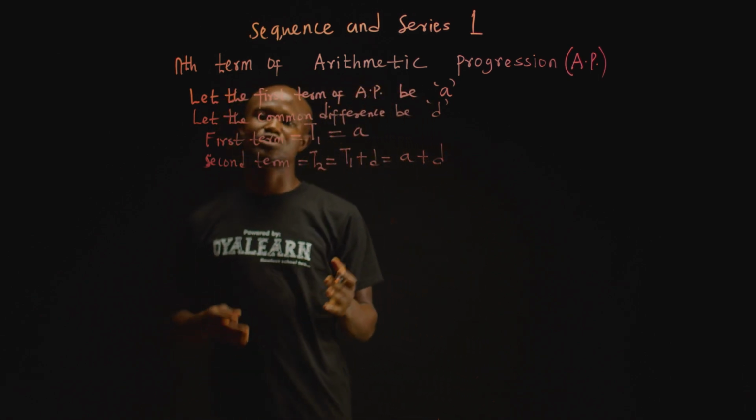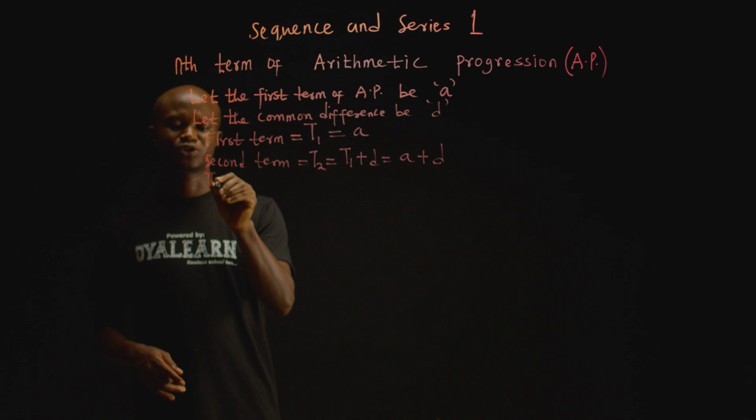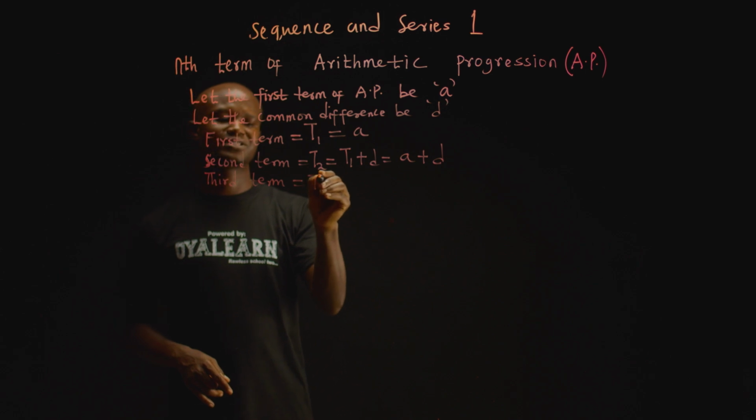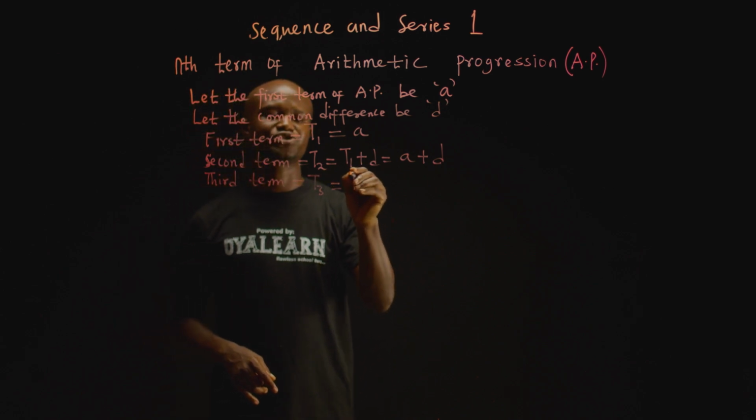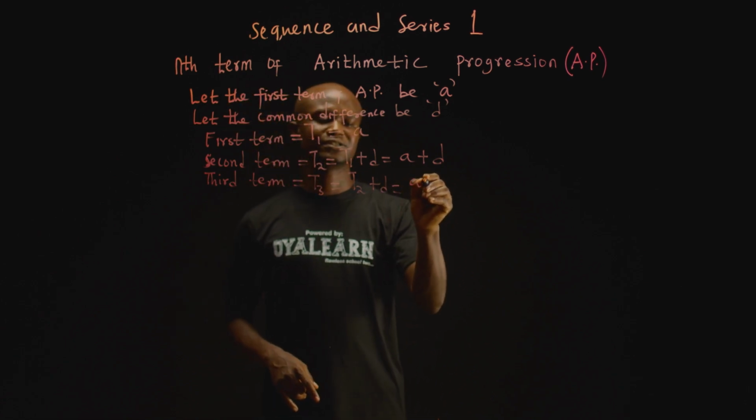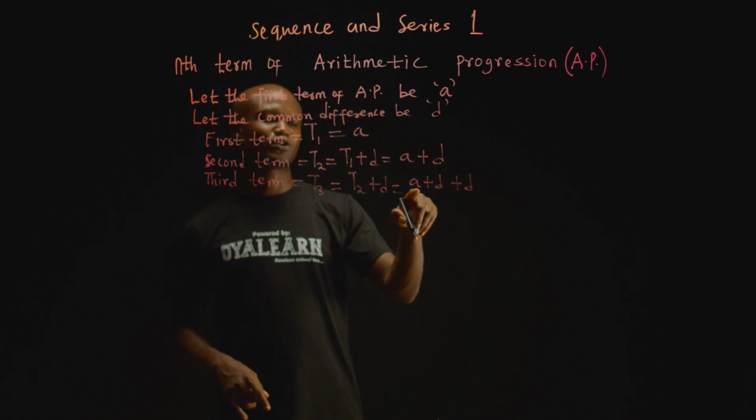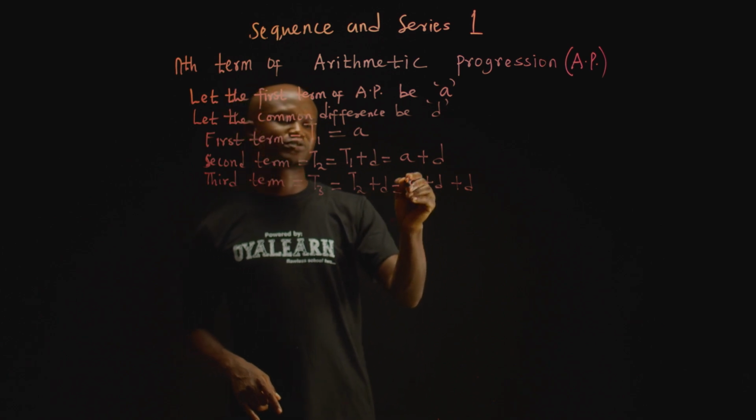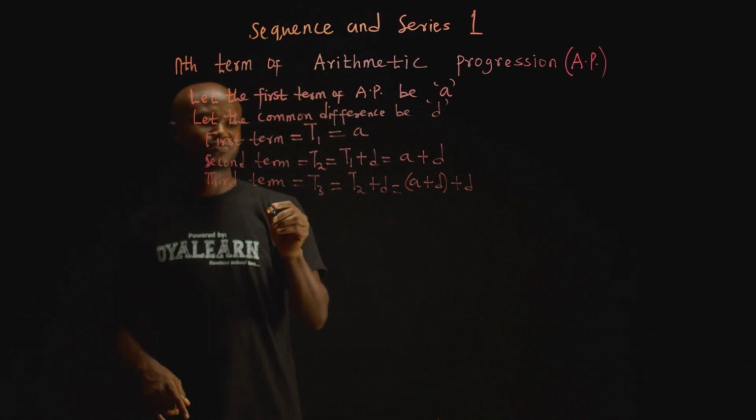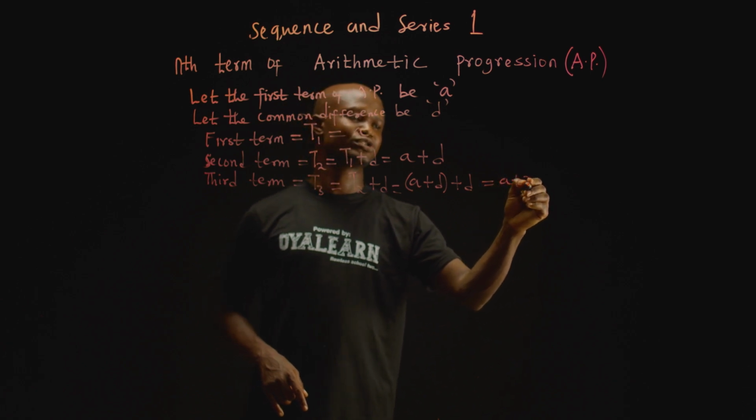Now for us to get the third term, we are going to add D to the second term. The third term, which is T3, is going to be T2 plus D. What is T2? A plus D. Then plus D again. Anywhere we see T2, we are going to substitute A plus D. So D plus D will give us 2D. So this will result to A plus 2D.